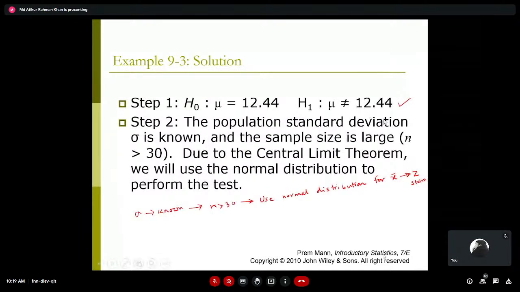So step 1, I have defined the null and alternative hypothesis. Step 2, we have decided the normal distribution to use, and we are going to calculate the Z statistic. Now let us calculate the Z statistic. I can even write here: Z statistic, so Z equal to x bar minus mu by sigma x bar.